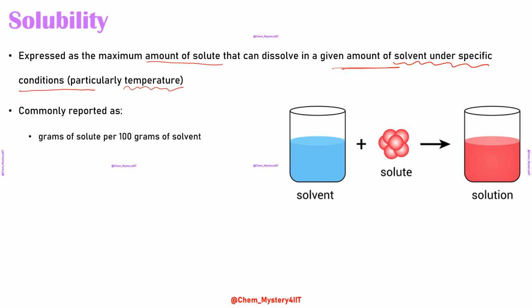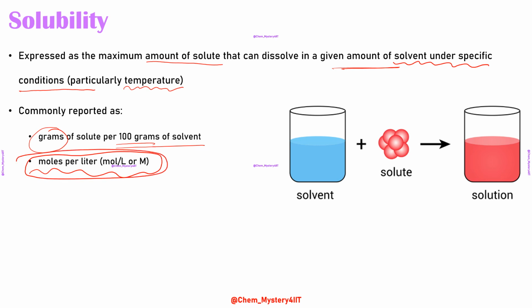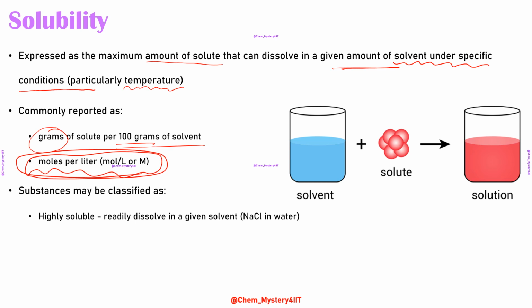Commonly, we represent this as grams per 100 ml of the solvent. That's the relative amount of the solute in solvent. From a chemical perspective, we will mostly be dealing with the unit moles per liter. So the moles of the solute present in 1 liter of the solvent. Based on this, we can classify our substances into two categories. One, which are highly soluble. These compounds will have a relatively much higher value of solubility. And the second one is insoluble, which are actually sparingly soluble salts. They will have limited solubility.